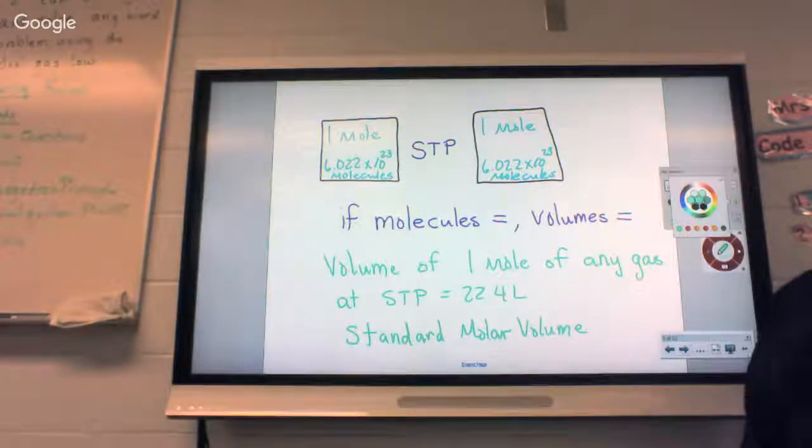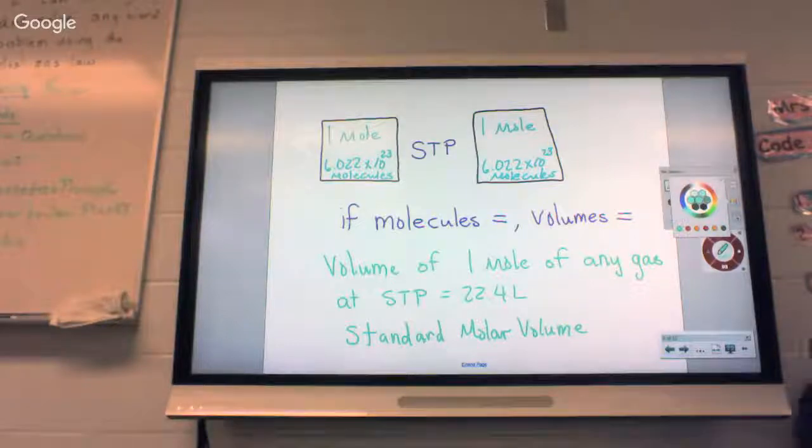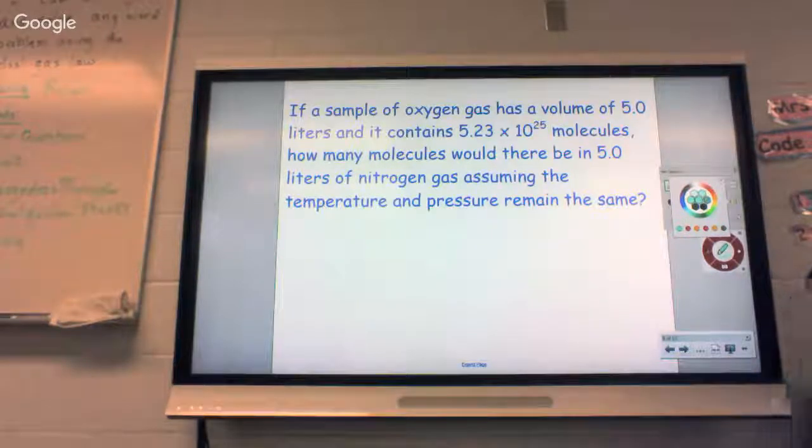Does everybody have what they need? Now, how are we going to use Avogadro's principle? Here's a sample problem. So I'll let you write your sample problem down. Add up another problem. Oh, these are pretty good.